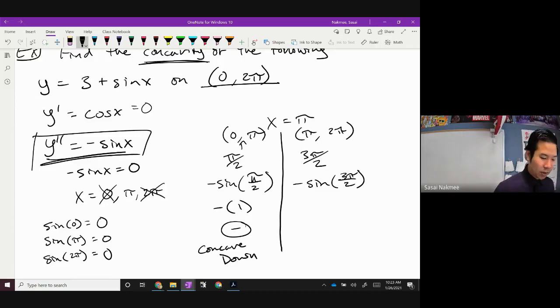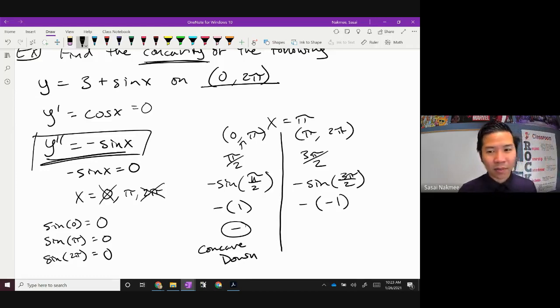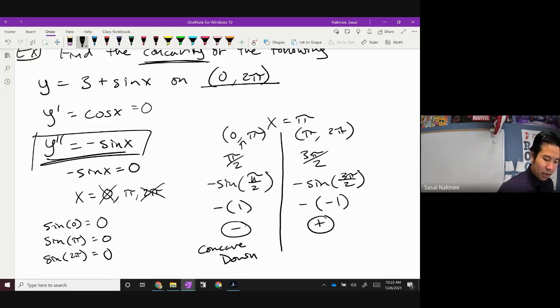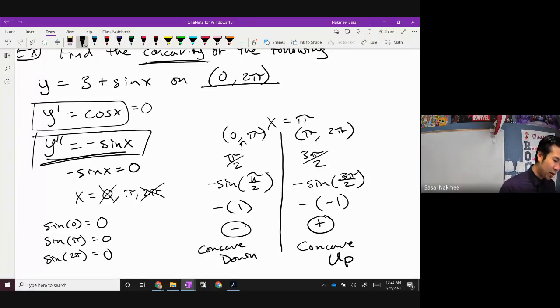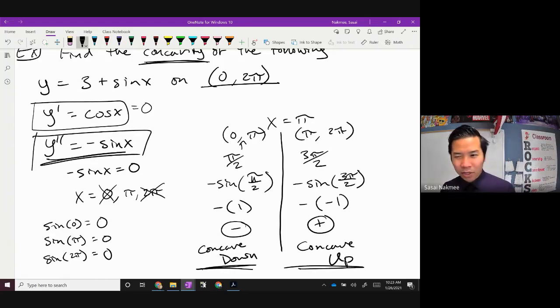Well, sine of 3 pi over 2 is not positive 1. It's actually negative 1 because it's at the bottom axis of your unit circle, right? So negative times negative right there is going to give me a positive sign, which tells me that the function is going to be concave up from pi to 2 pi. So now if I combine this and find my critical points to figure out where my max and min occur, I can also find out what my concavity looks like. And you can kind of picture the shape of this graph without actually graphing it.